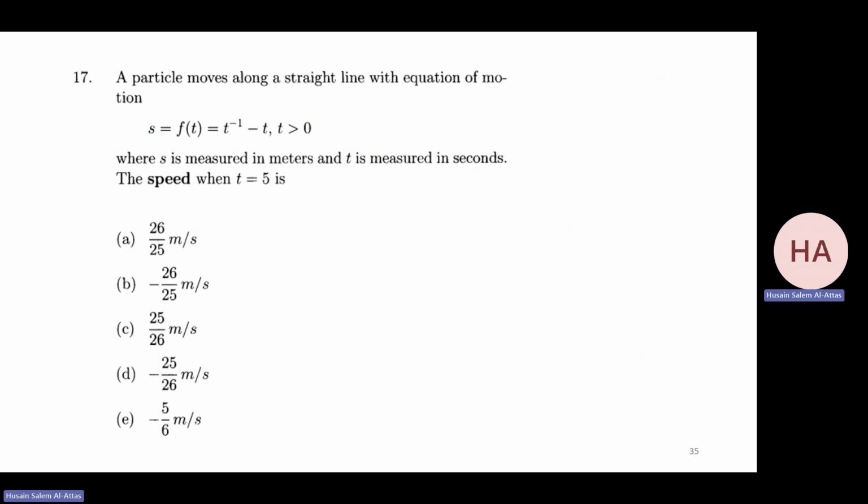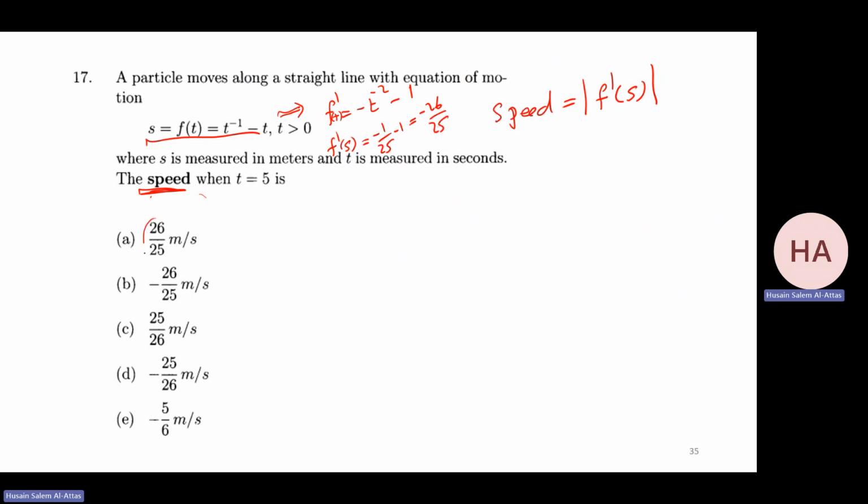A particle moves along a straight line with this equation of motion, where s is measured in meters and t is measured in seconds. They want what? The speed. What is the speed? The speed equals the absolute value of f prime at 5. I know how to find the derivative for this one. F prime will be minus 1 over t squared minus 1. So f prime at 5 will be minus 1 over 25 minus 1, which is minus 26 over 25. With the absolute value, it should be 26 over 25.